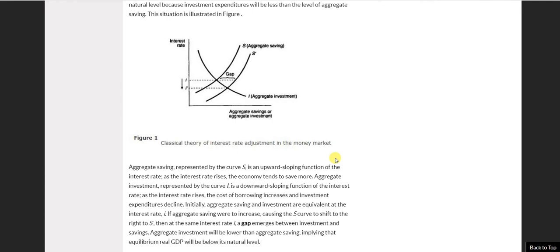Initially, aggregate saving and investment are equivalent at the equilibrium interest rate. If aggregate saving were to increase, causing the S curve to shift to the right, then at the same interest rate a gap emerges between the investment and the saving. Aggregate investment will be lower than the aggregate saving, implying that equilibrium real GDP will be below its natural level.